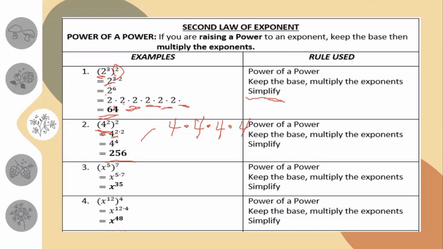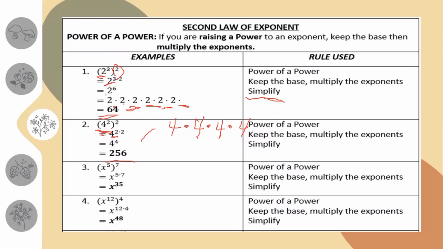X raised to 5. So kung mapapansin nyo sa first two example, we have what we call now, the base is a number or a numeral. Okay? It's a constant. The base is a constant. Okay? So you have to multiply all or to simplify always your answer. Okay? When you expand that one, meron tayong makukuha final answer. Katulad ng ginawa natin sa number 1 and number 2.